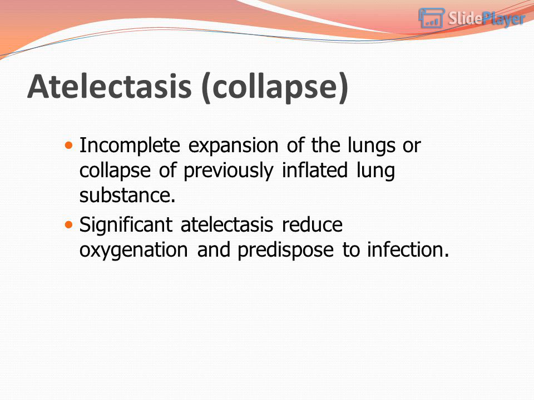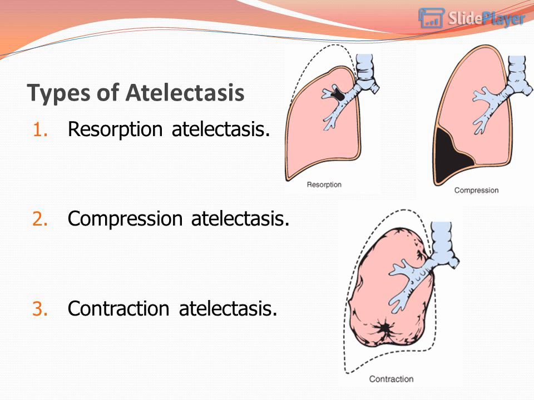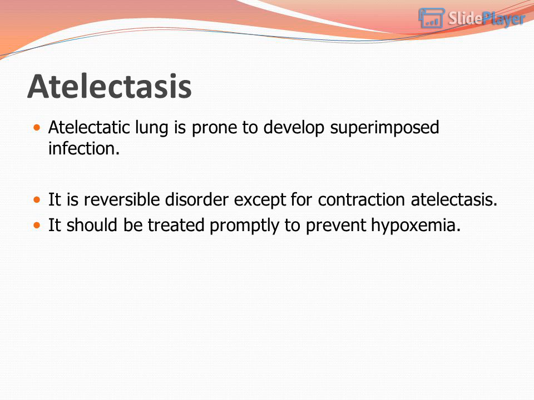Incomplete expansion of the lungs or collapse of previously inflated lung substance. Significant atelectasis reduces oxygenation and predisposes to infection. Types of atelectasis: resorption atelectasis, compression atelectasis, contraction atelectasis. An atelectatic lung is prone to develop superimposed infection. It is a reversible disorder except for contraction atelectasis. It should be treated promptly to prevent hypoxemia.